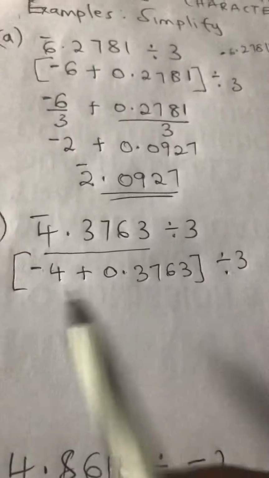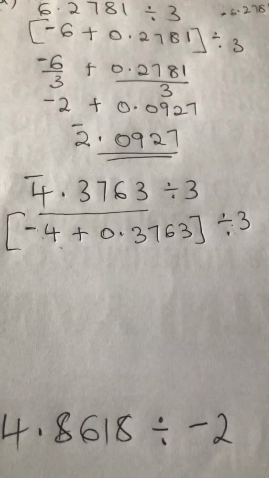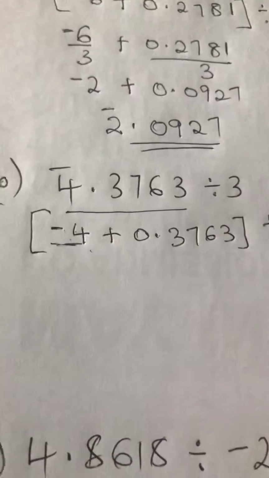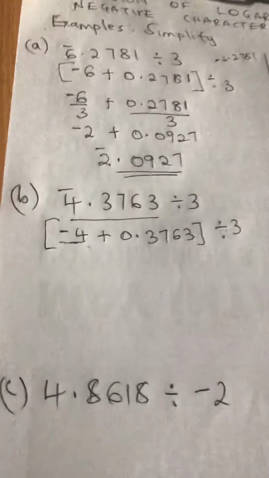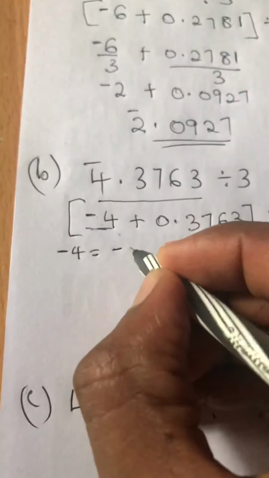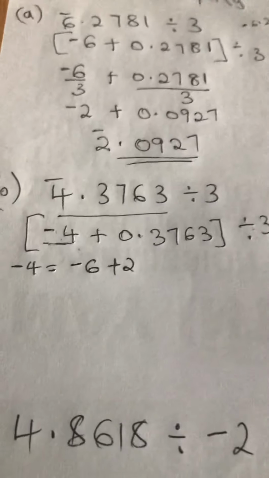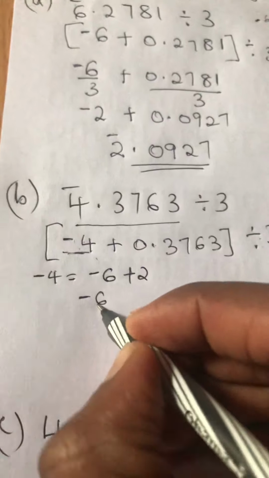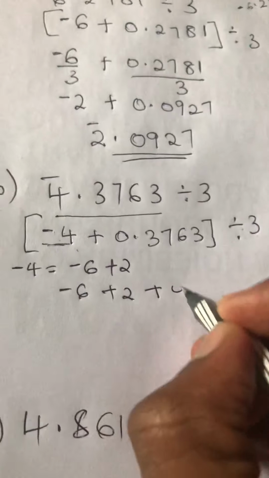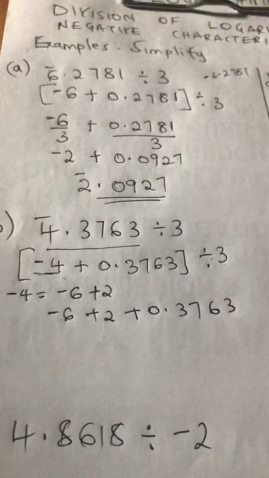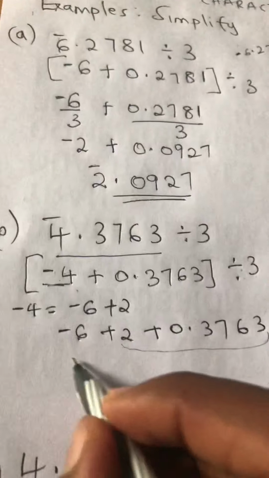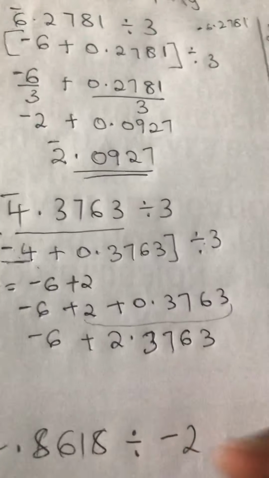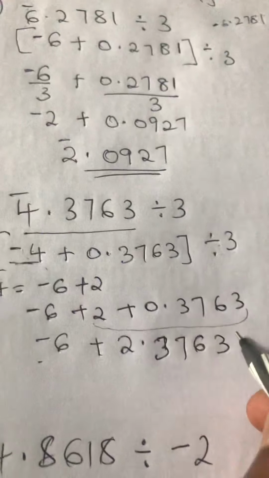But then kuna sasa mambo unataka uone sahi. If I divide negative 4 by 3, nitapata ma remainder. So you are not supposed to proceed like that. So again, rewrite negative 4 into a number that is divisible by 3. So I can still rewrite negative 4 as minus 6 plus 2. Because now minus 6 is divisible by 3. Okay? So itakuwa minus 6 plus 2 plus 0.3763. And then mtu wangu, I combine these two. So itakuwa minus 6 plus 2.3763.